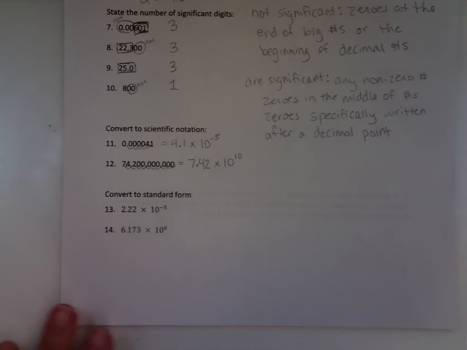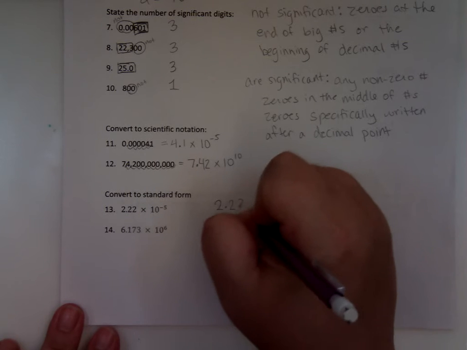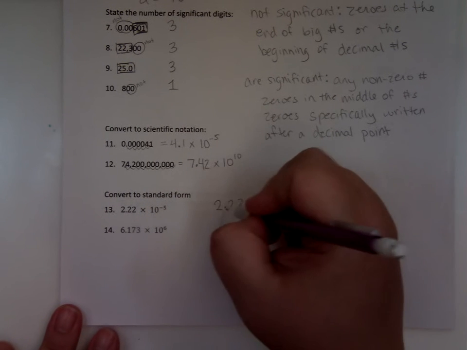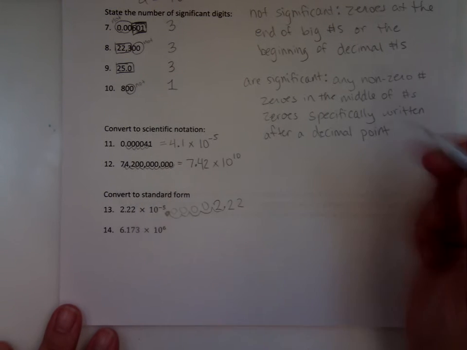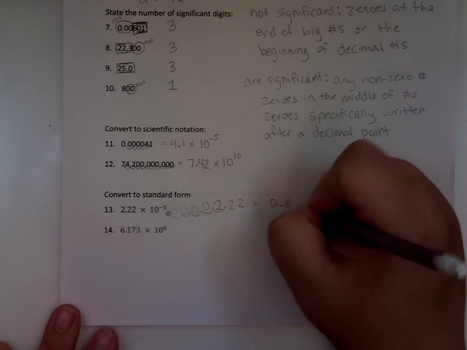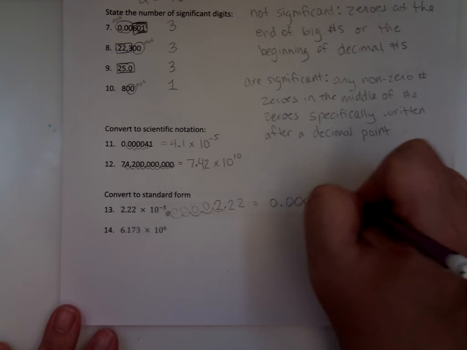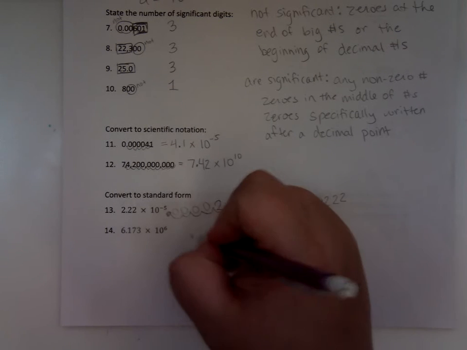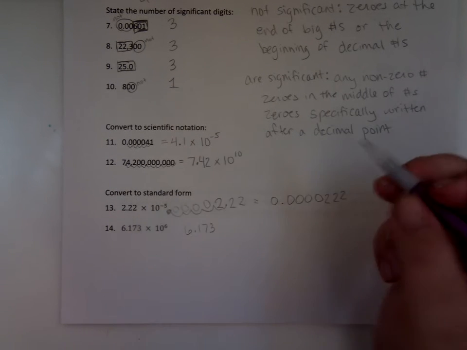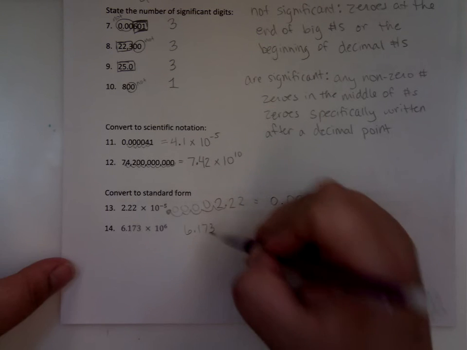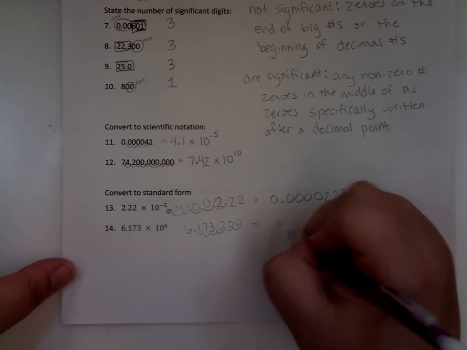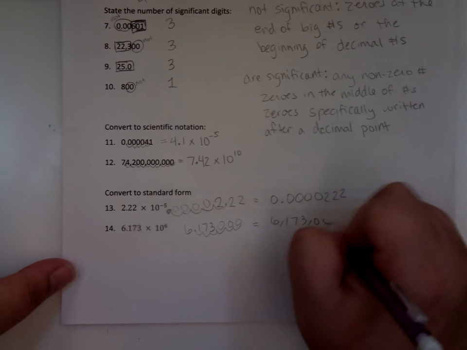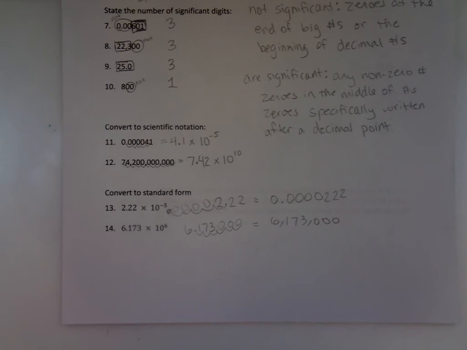Okay. Next, going back the other way, convert to standard form. So 2.22. We're moving it to the left 5 places. 1, 2, 3, 4, 5. So it's going to be 0.40222. In the next one, we're moving the decimal point to the right 6 places. 1, 2, 3, 4, 5, 6. So that's going to give us 6,173,000. All right, hooray for scientific notation.